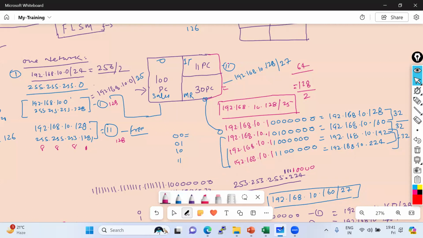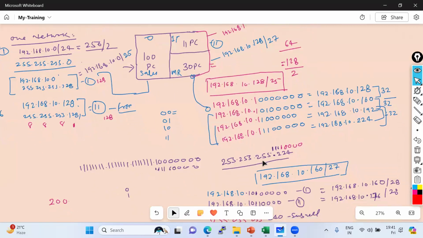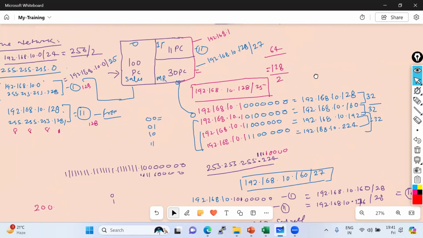And further, for this 11 PC, we have the network 192.168.10.160/28.